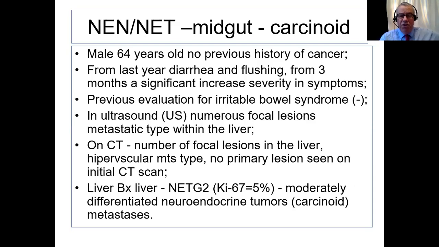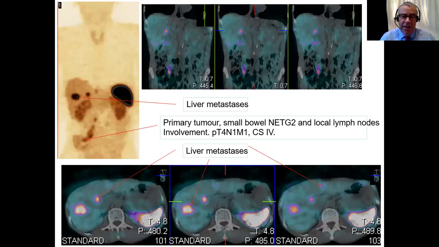So here we have a patient who is 64, no previous history of cancer, but started to get symptoms of carcinoid syndrome. Ultrasound suggests the patient had multiple liver metastases and had a biopsy performed which showed a G2 level neuroendocrine tumor, moderately differentiated. So this patient had a HYNIC-TATE study done, and you can see here in both the coronal and the transverse slices multiple areas of focal uptake within the liver consistent with multiple liver metastases.